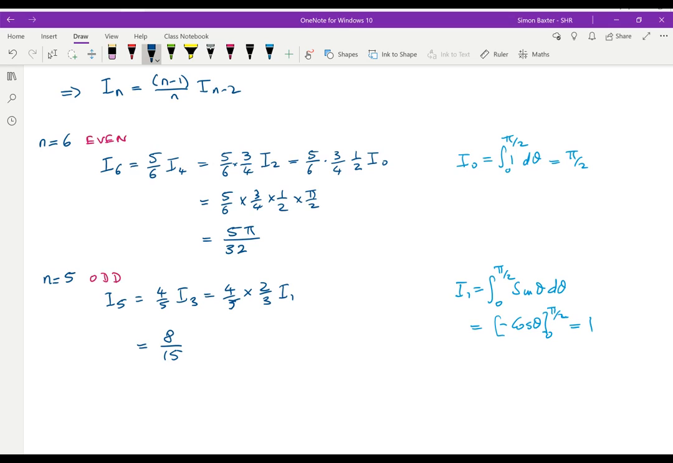So just a little bit of care needed. If you're going down 2 at a time from n to n minus 2, you may well have different things to look at when you're dealing with even and odd.